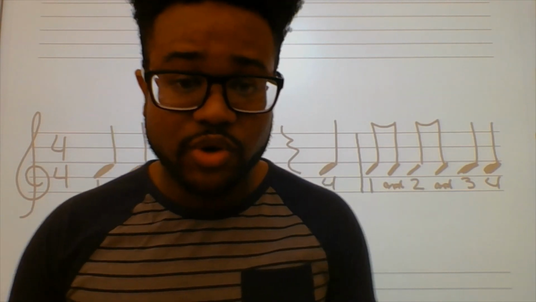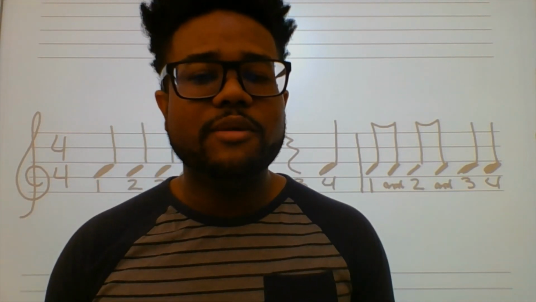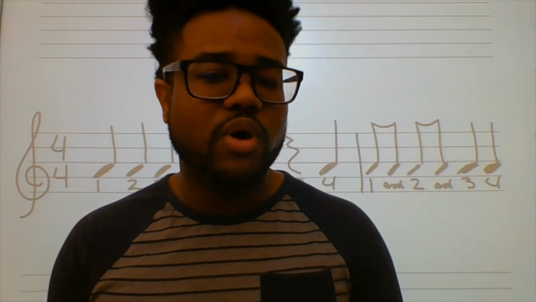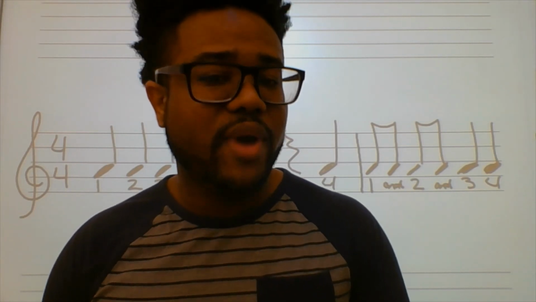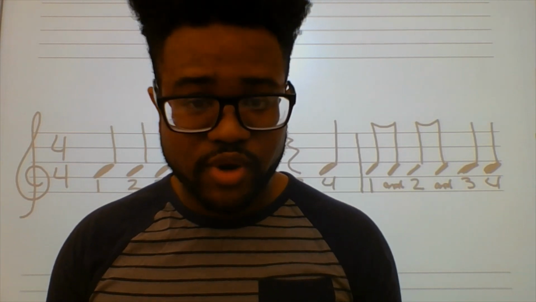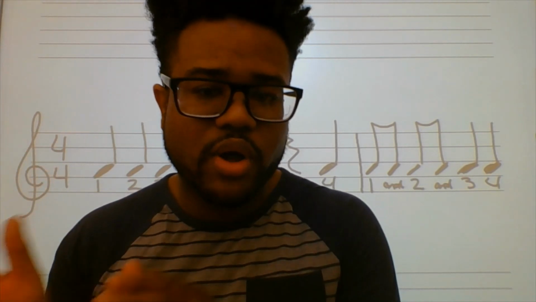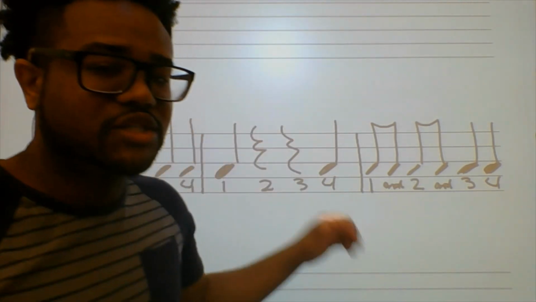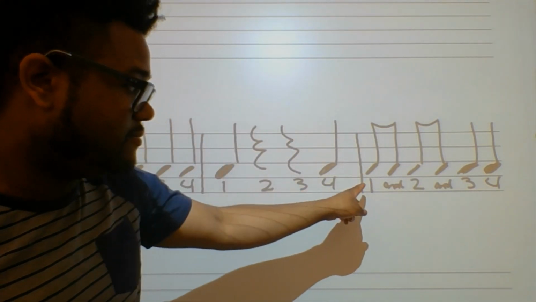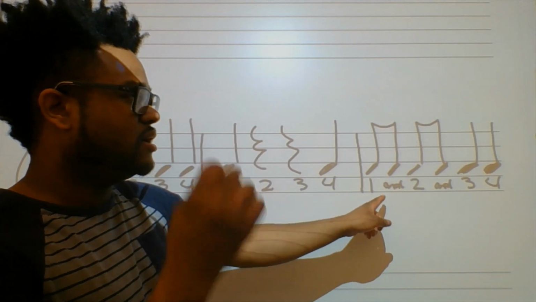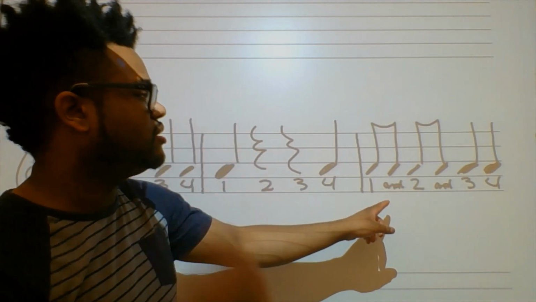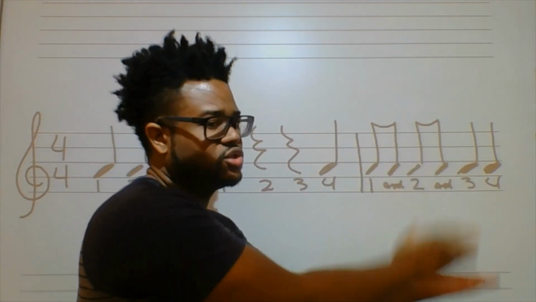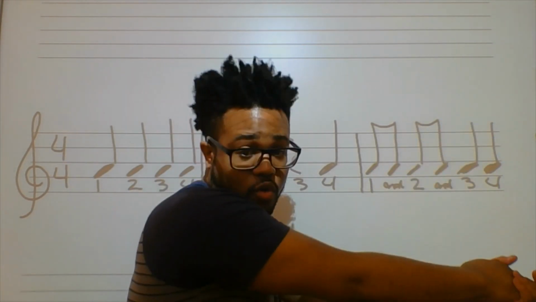Okay, this is what we're going to do. We've already mastered measures number 1 and 2. So we're going to practice measure number 3. And then once we have measure number 3, we're going to do measure number 1, 2, and 3 together. Let's do it. Measure number 3. Here we go, everybody. 1 and 2 and ready and go. 1 and 2 and 3, 4.